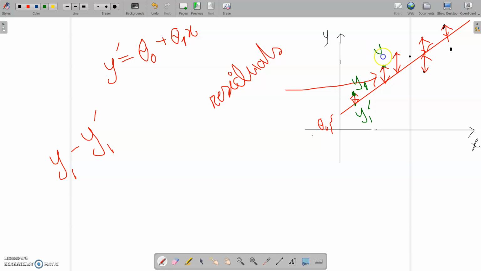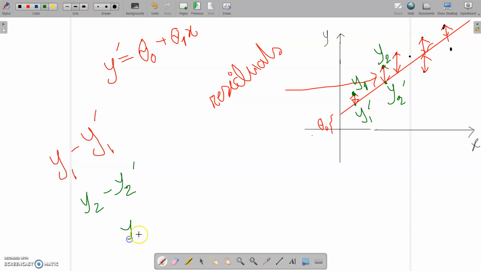Again, this one is your y2, and this line at this point is your y2 prime. So you can think of it like this. This is the error, the residual. That means this is the error that your predicted line is making. For the first one, this is the error. For the second one, the error is y2 minus y2 prime.